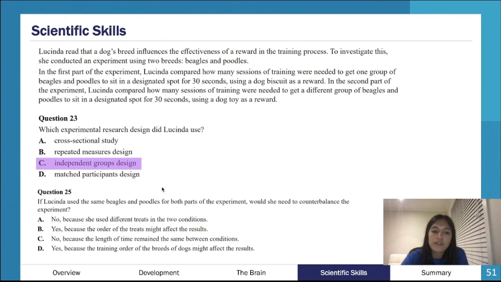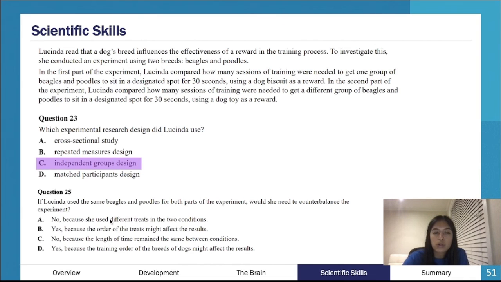But you can see here, you have to think about the independent variable, because remember counterbalancing is to eliminate the order effect, which is a confounding variable. So we're wanting to figure out what the IV is. So beagles and poodles to sit in a designated spot for 30 seconds using a dog biscuit as a reward versus getting them to sit in a designated spot for 30 seconds using a dog toy as a reward. So the consequence or the reward is the difference.